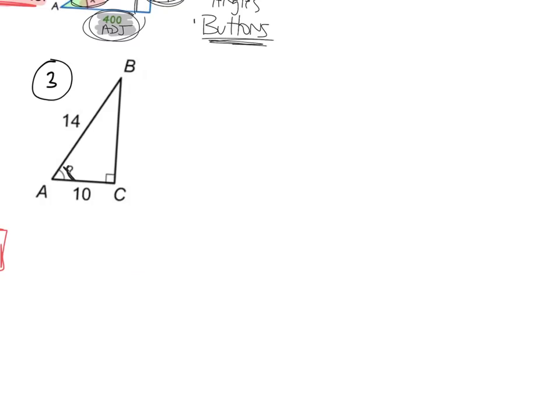Problem 3, we're trying to find the angle, so I'll call the angle x. We'll label our picture, so 14 is going to be the hypotenuse. Trigonometry is always about the angle. So here the angle is x, so drawing a line opposite makes the 10 the adjacent. The active sides are the hypotenuse, which is 14, and the adjacent, which is 10.